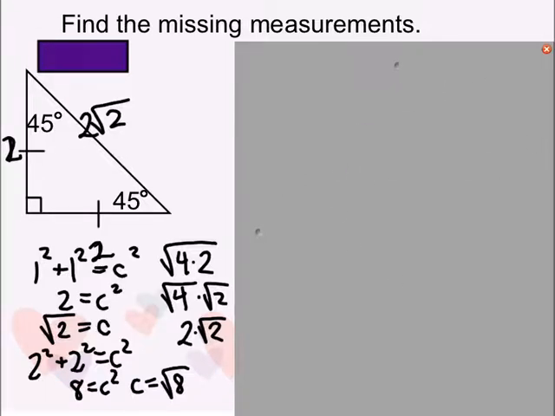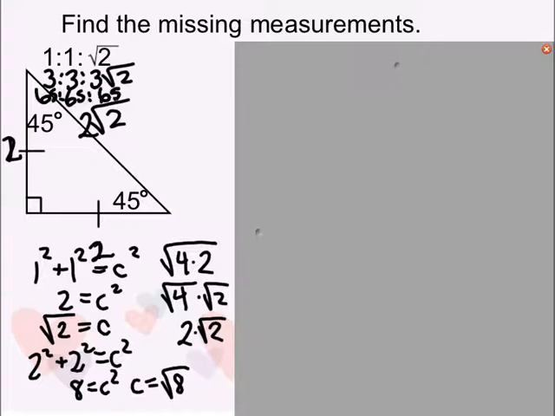Our ratio between our legs and the hypotenuse is 1 to 1 to root 2, meaning that I can scale this up however I want to. So let's say I have now side lengths of 3. Well, that means my other leg is 3, and my hypotenuse is 3 root 2. It's a ratio that needs to stay consistent with however I scale it up or down. I can even scale this to 65 by 65, so it would be 65 root 2.